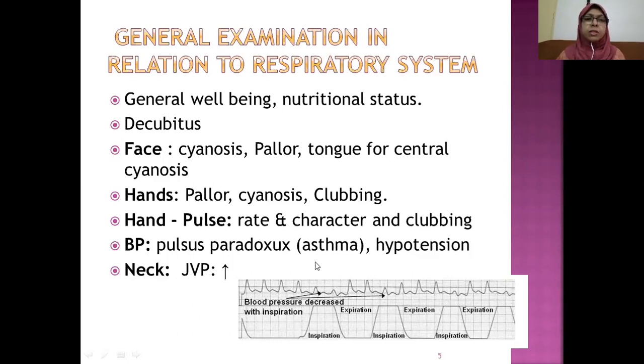Let us have a look at the pulsus paradoxus. In inspiration, usually there is a reduction of the blood pressure, and it is less than 10 millimeter of mercury. When the reduction of blood pressure during inspiration is more than 10 millimeter of mercury, it is called pulsus paradoxus. And you know the mechanism from your physiology.